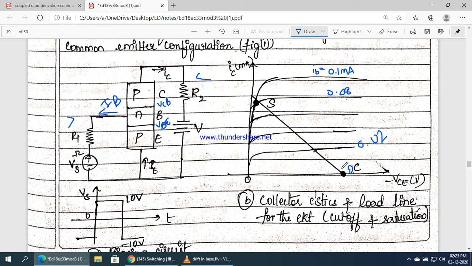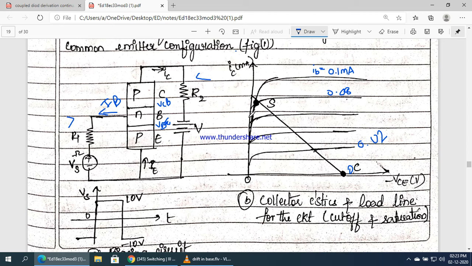If the base current is positive, say 0.08, positive and sufficiently large, the device is driven to the saturation region. That is, the operating point will be somewhere else over here. As you can see over here, at this point, the collector to emitter voltage is negligible. That is, the VCE drop is very small, and the collector current is very large.